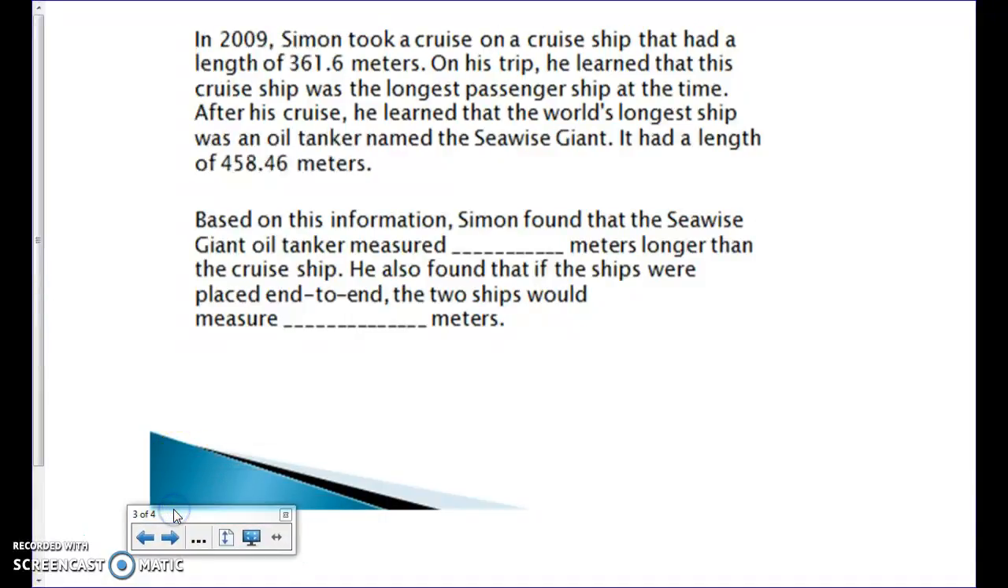It says that in 2009, Simon took a cruise on a ship that had a length of 361.6 meters. I'm going to underline that because that's important. Simon's ship is 361.6 meters. On his trip, he learned that the cruise ship was the longest passenger ship at that time. But after his cruise, he learned that the world's longest ship overall was an oil tanker named Seawise Giant. It had a length of 458.46. Now, based on this information, Simon found that the oil tanker measured how many meters longer than the ship?